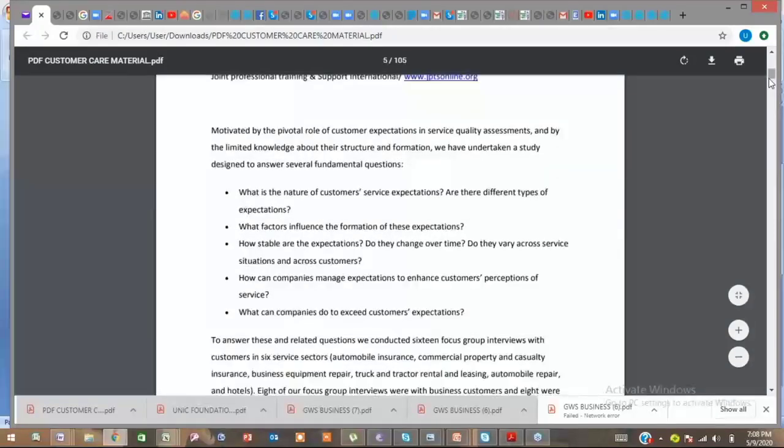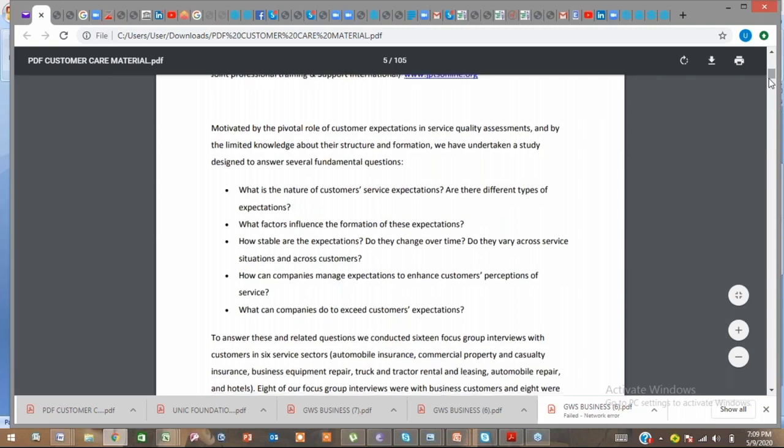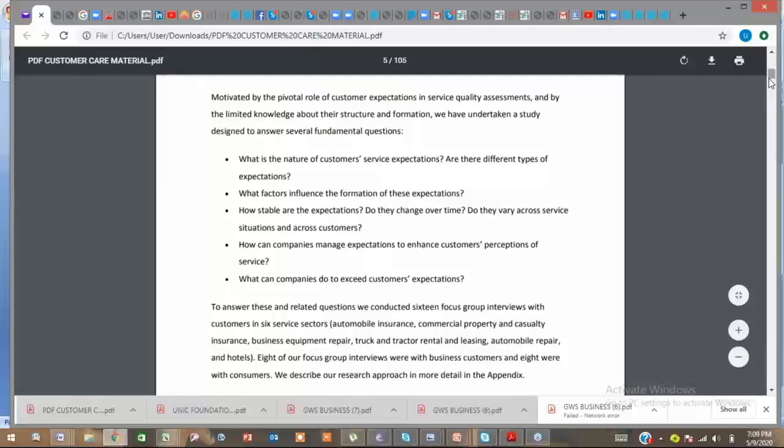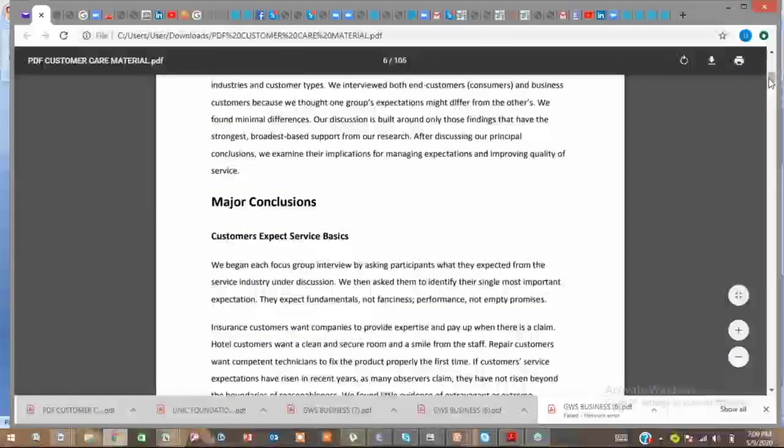We looked at how then you motivate them. You need to ask the following questions: what is the nature of customer service expectation? What factors influence the formation of the expectation? How stable are these expectations? We looked at this from another perspective.